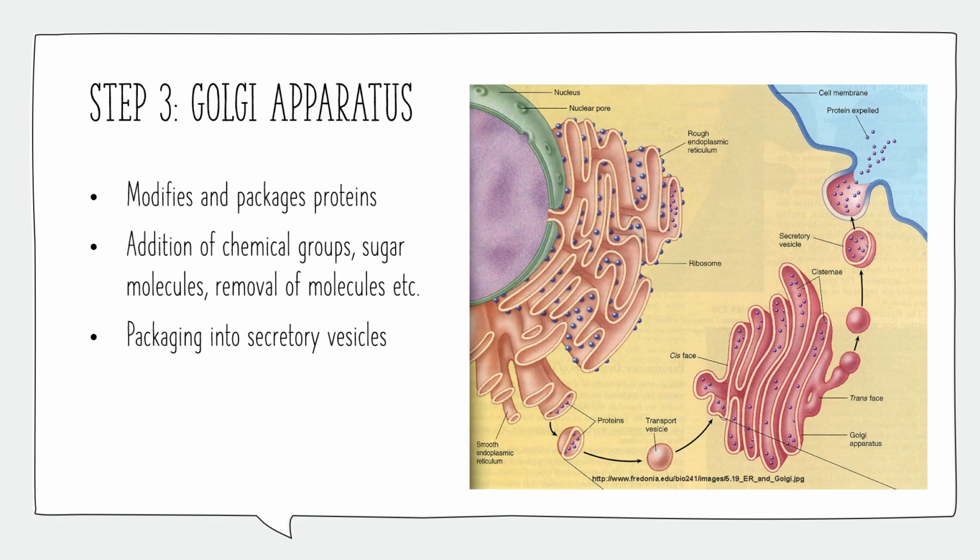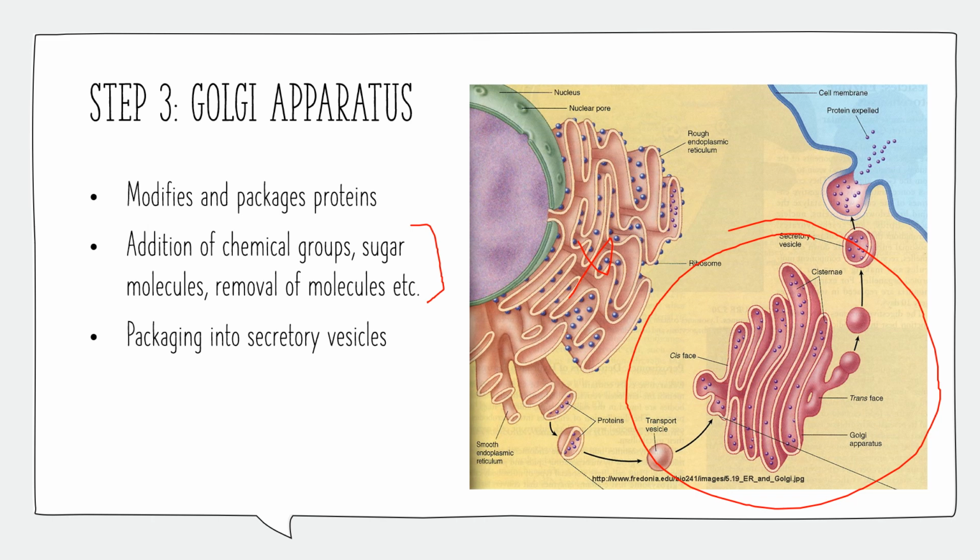Okay, so once it's all folded, it's going to go to the Golgi apparatus. So we are looking at this part here. So it's going to travel from our rough endoplasmic reticulum to our Golgi apparatus, where it's going to be further modified and packaged. So when I say modified, they might add chemical groups, they might add sugars, they might remove molecules. So proteins often need some additions to function properly for whatever their function is. So this is where all of those additions and removals are going to happen in the Golgi apparatus.